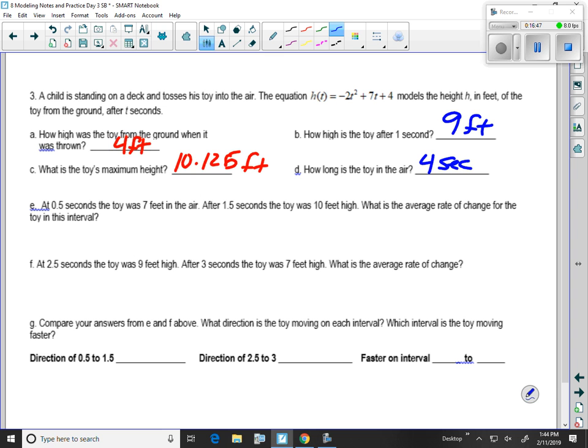All right, part E. At 0.5 seconds, the toy was 7 feet in the air. That's a coordinate point. 0.5, comma 7.